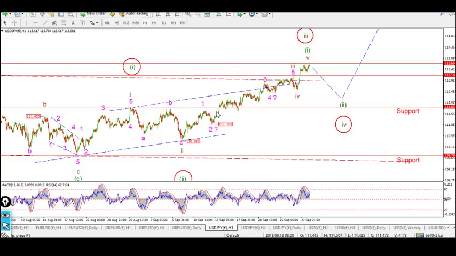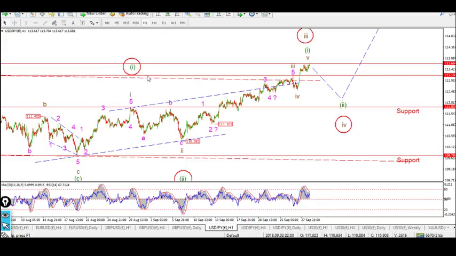Okay, so what I'm contemplating here in dollar yen is a series of 1-2s to the upside. Now, there's a few ways of interpreting this. If you follow me for a second, we could have 1-2, and we may have topped in wave 3. If that's the case, then we'd expect a decline in wave 4, and then another run up in wave 5, and that would complete wave 1 in green.